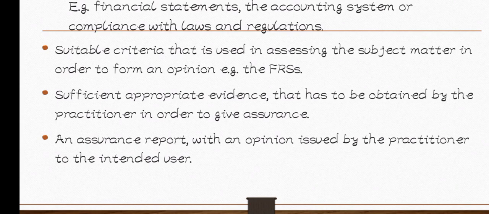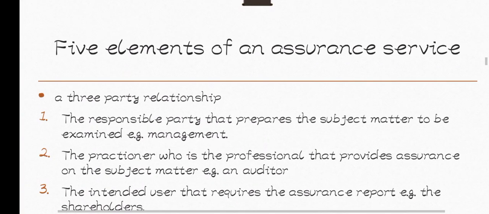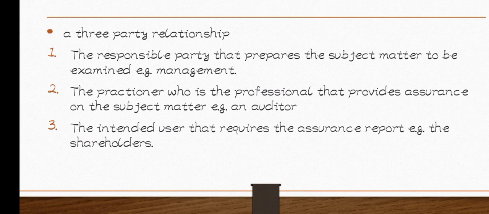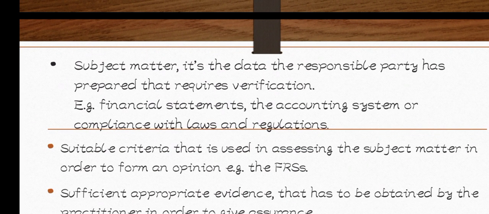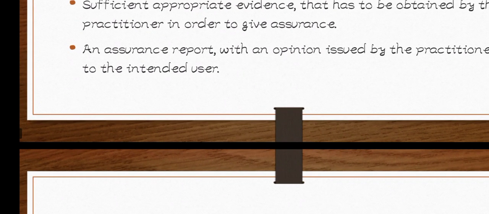Then the last one is the assurance report, which is an opinion issued by the practitioner. We say the practitioner is the auditor, and the intended user is the shareholder. So after the auditor examines the financial statements and knows whether they are free or not free from material misstatements, they write a report, and after writing that report, they send it to the shareholders. So those are the 5 elements of an assurance service. We have a three-party relationship where we have the responsible party, the practitioner, and the intended user. Then we have the subject matter, the suitable criteria, sufficient appropriate evidence, and an assurance report.